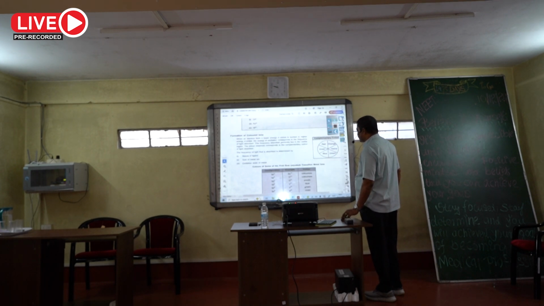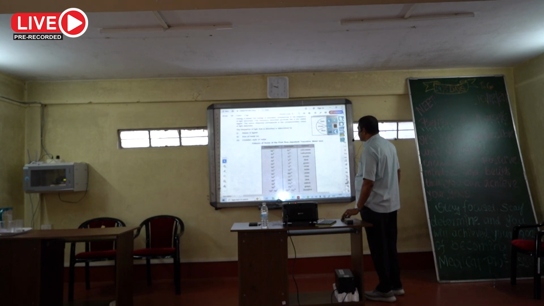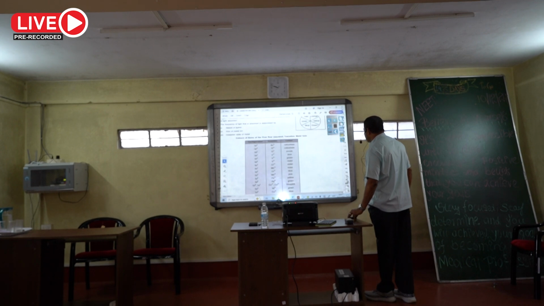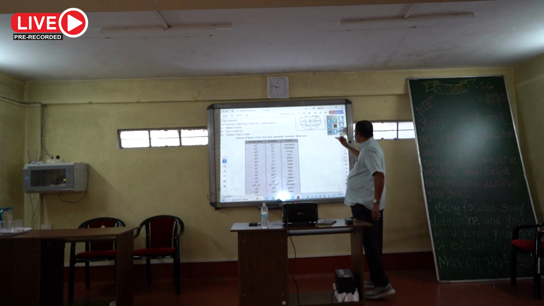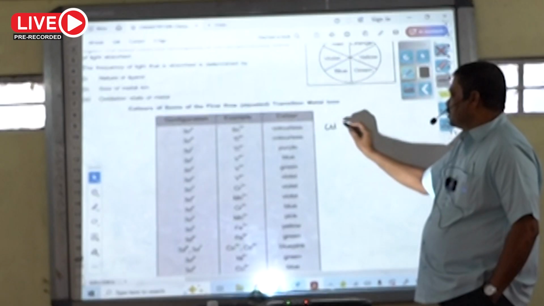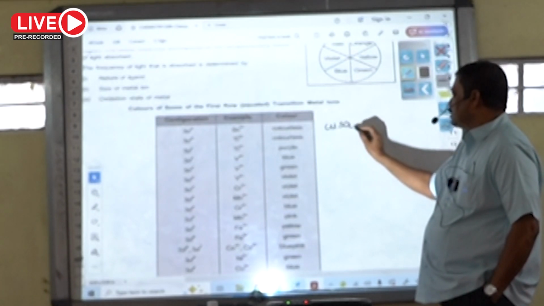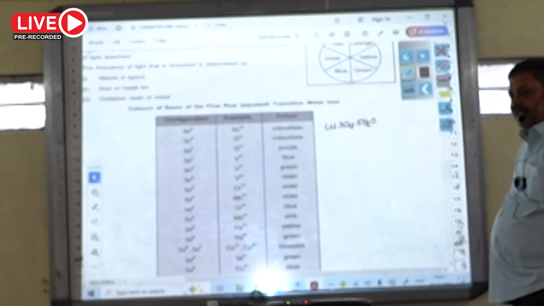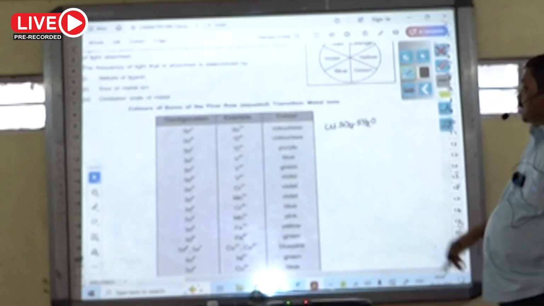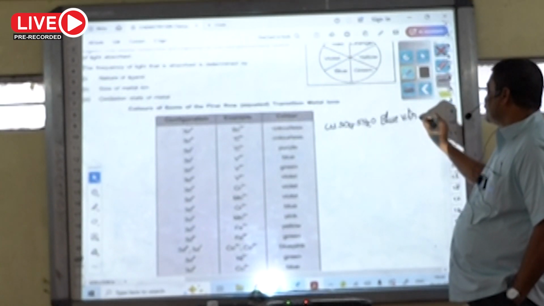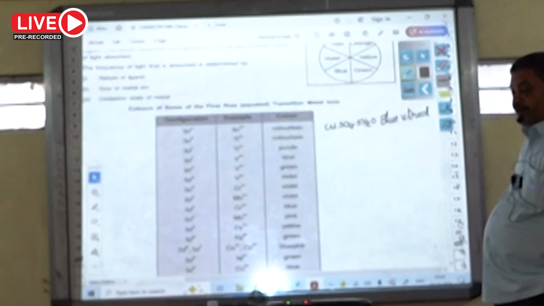So here itself, we can use this. So CuSO4.5H2O, copper sulfate pentahydrate. It is called blue vitriol.